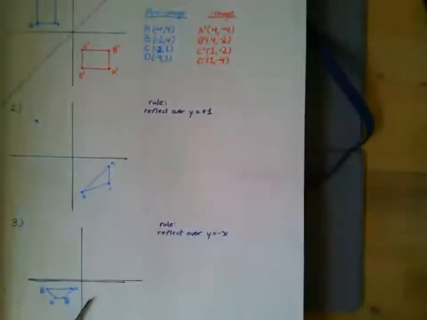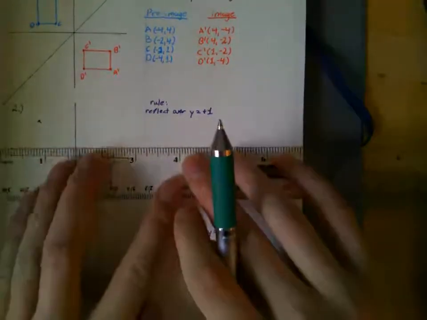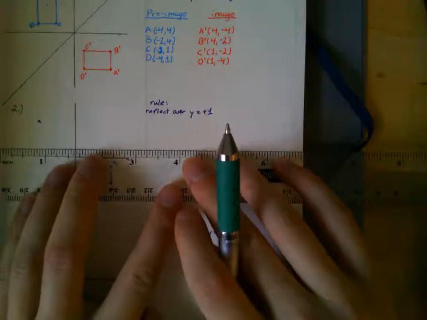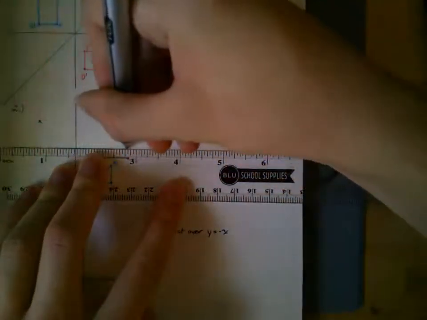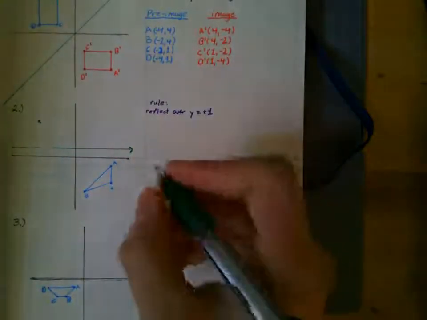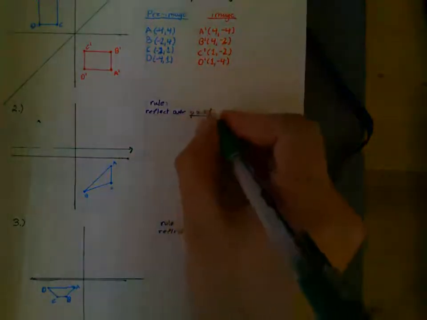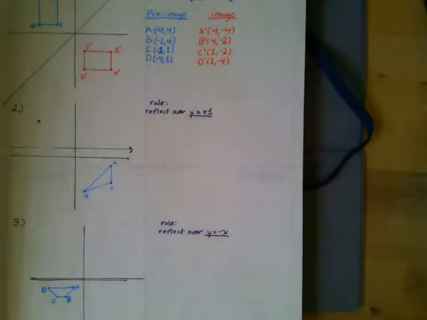So first we're going to get that line graphed. If y equals positive 1, that means we're going to move up 1, because there's no slope. It's just an intercept value. So it's right there, that's where y equals positive 1. I'm going to underline those components in green since I'm drawing them in green. So we're reflecting over that.